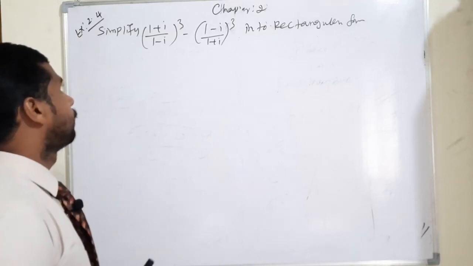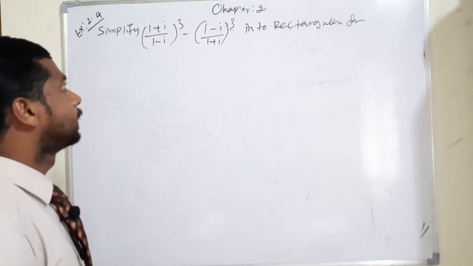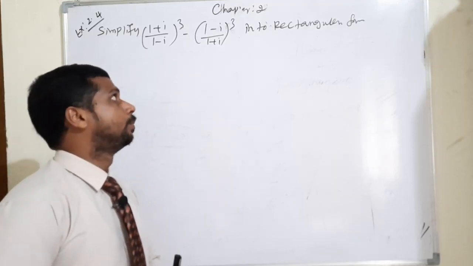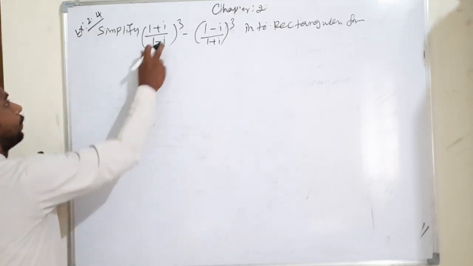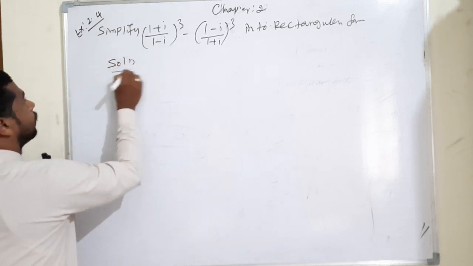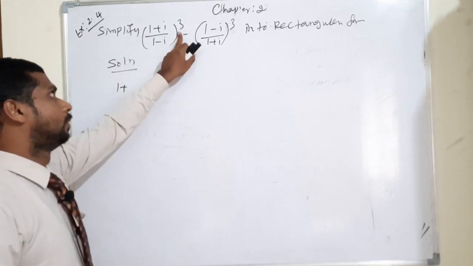What is the question? Simplify (1 plus i divided by 1 minus i) the whole cube minus (1 minus i divided by 1 plus i) the whole cube into rectangular form. One of the important 3-mark questions. So, first what do we have to do? Solution. First, I am considering it without the bracket.